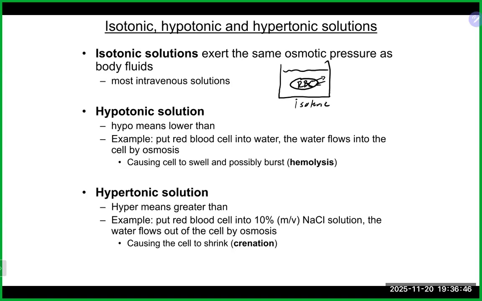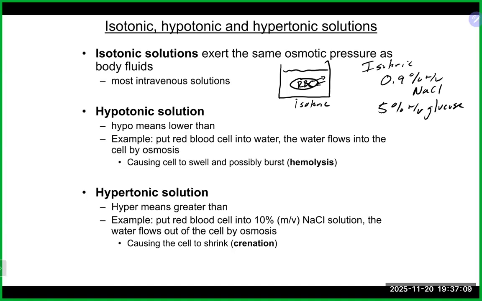So nothing bad's going to happen to the cell. Typical isotonic solutions are 0.9% mass to volume saline or sodium chloride and 5% mass to volume glucose. So these are what are considered isotonic solutions.